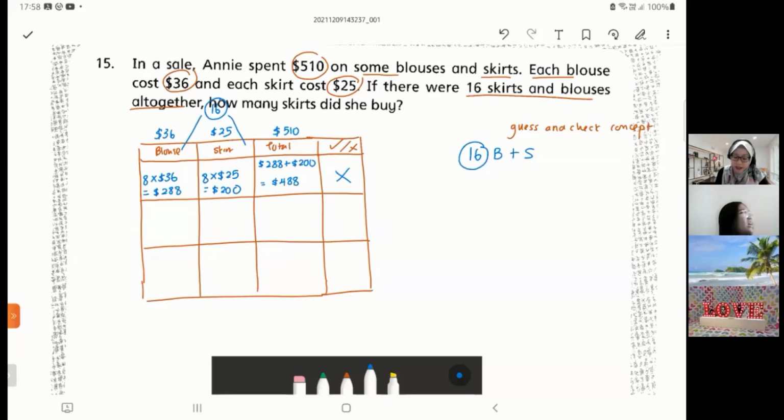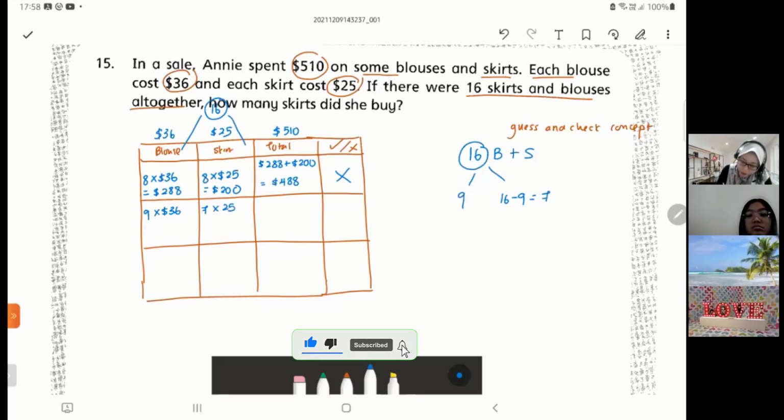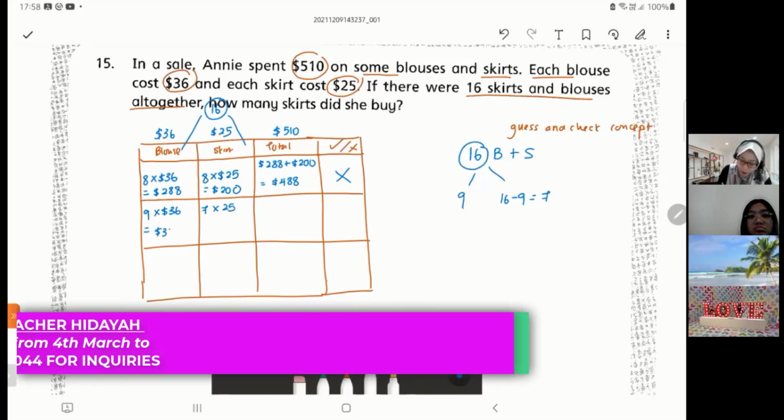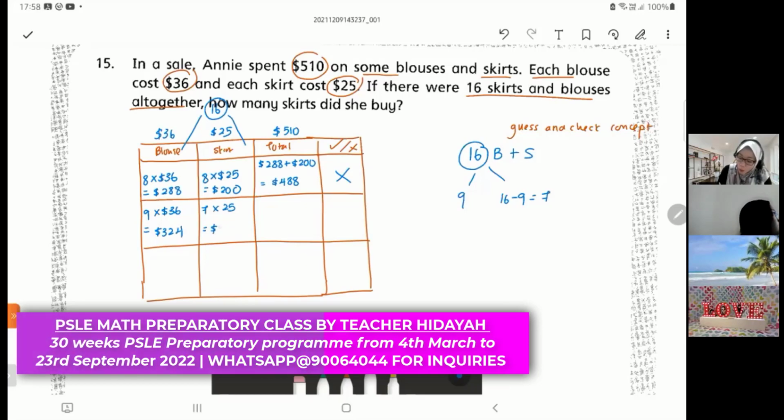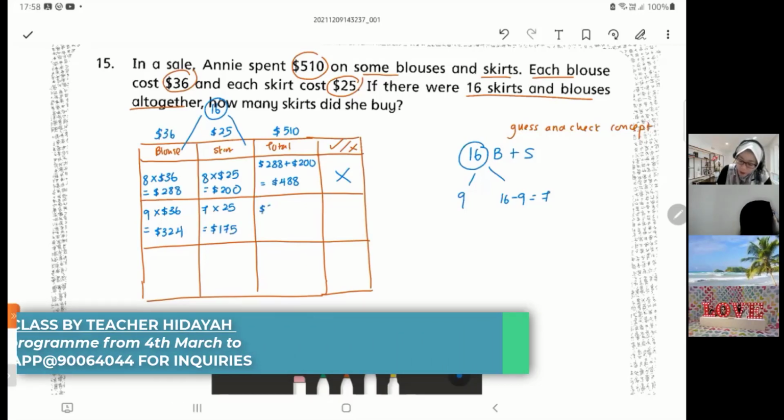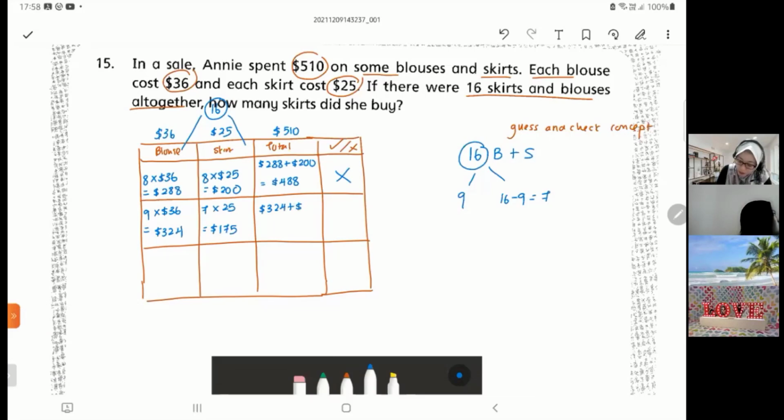So we increase the blouse by 1. So if I have 9 blouses, then how many skirts? 16 minus 9 equals to 7, like that. Okay, so 9 blouses and 7 skirts, times 36, times 25, equals to $324 and $175. And you add them up. You check how much you get. $499. Close, it's very close, but not yet.